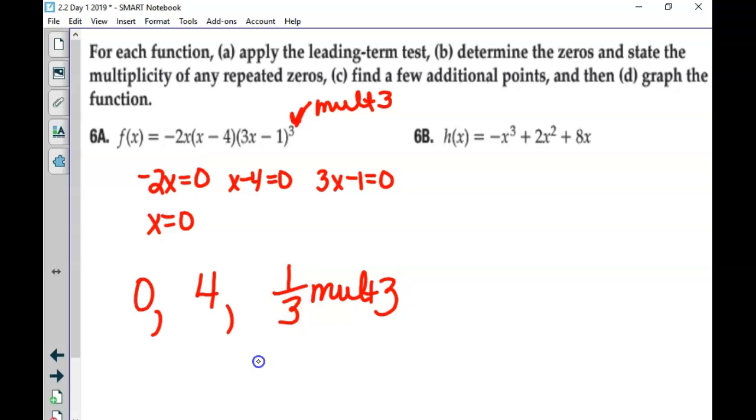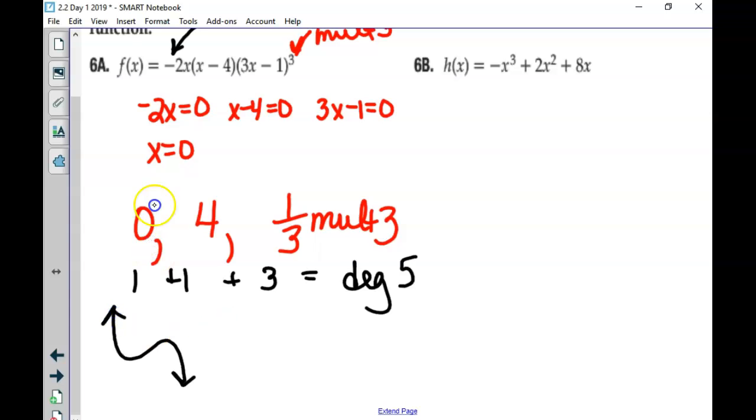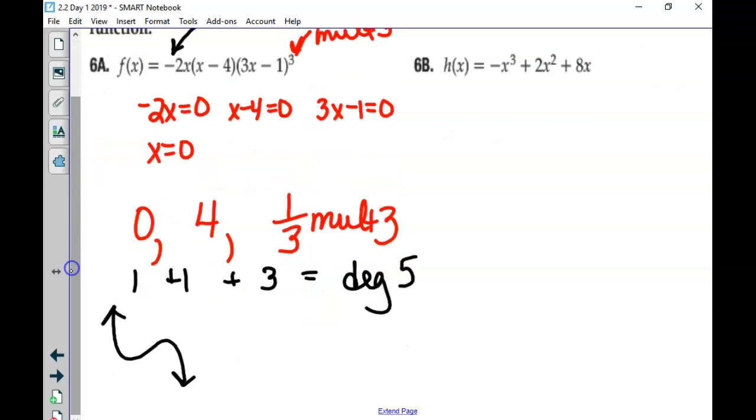Now, what is the total degree of this polynomial? This was there once, and 3 times. Once, and 3. So what is that total degree? Degree 5, which had a leading coefficient that was negative. So it should have this shape, okay? What did they tell us to do? Determine the zeros and state the multiplicity, find a few additional points, then graph. We're not going to have time to find a few additional points and graph, but this is how Hofbauer had to learn to graph, guys, because I didn't have a graphing calculator.